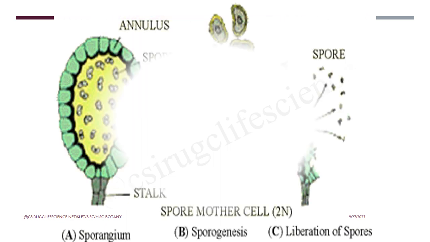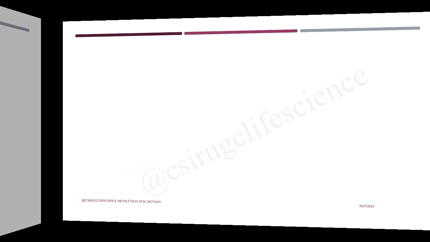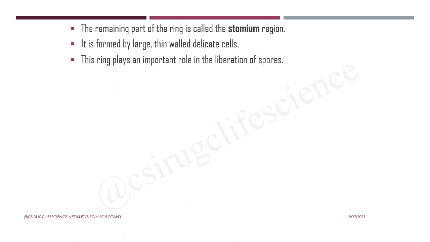This is the structure. First is the sporangium, second is sporogenesis, third is liberation of spores. The remaining part of the ring is called the stomium region. It is formed by large, thin-walled, delicate cells. This ring plays an important role in the liberation of spores.